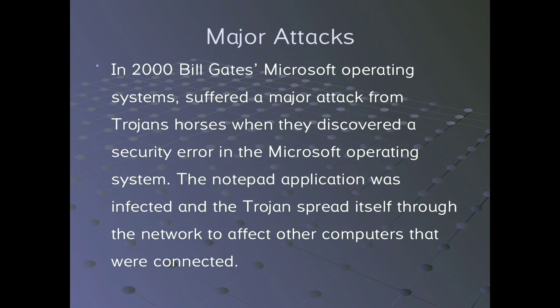Let's see some of the major attacks due to Trojan horses. In 2000, Bill Gates' Microsoft operating system suffered a major attack from Trojan horses when they discovered a security error in the Microsoft operating system. The Notepad application was infected, and the Trojan spread itself through the network to affect computers that were connected to it. This allowed hackers access to source code. The worst part was that the Trojans also rewrote the system registry so that whenever the system rebooted, the Trojan was reloaded back into the system.